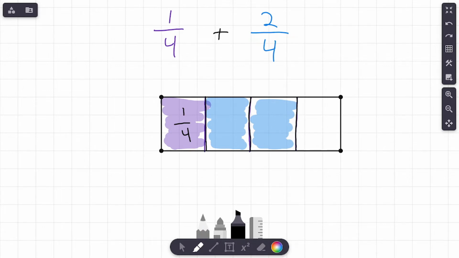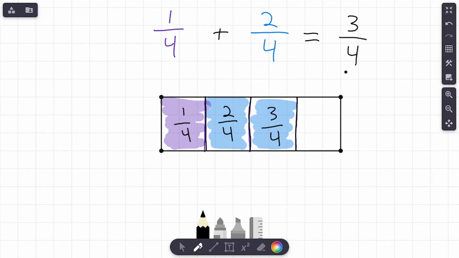Now ask yourself this: how many sections have we colored in? How many equal pieces? Well, it looks like we have 1/4, 2/4, 3/4. What do you think our answer is, ladies and gentlemen? Our answer to this problem is 3/4.